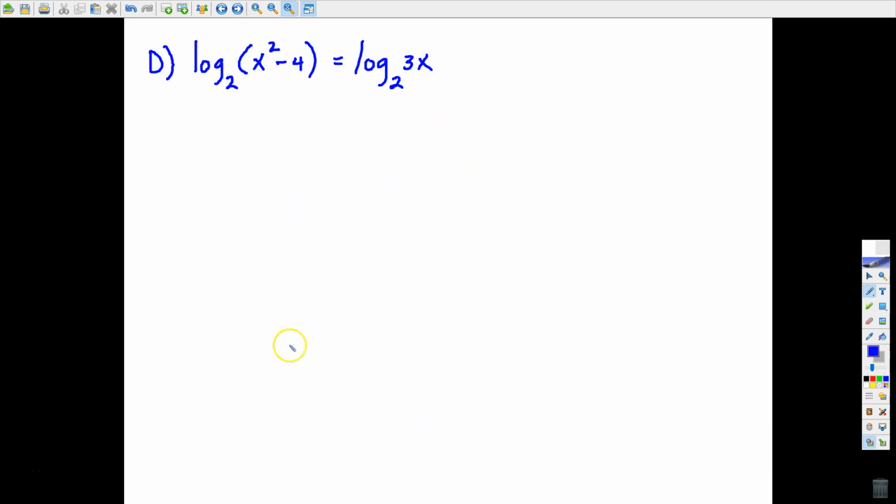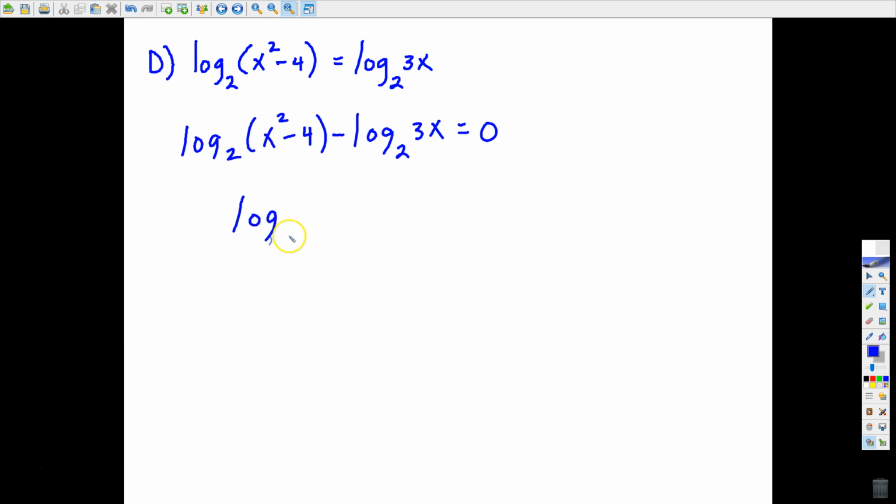All right, let's try this log equation. We had something like this on your test, so this might be a little bit of review for you. We still need to put the log expressions on the same side. So I'm going to subtract log base 2 of 3x from both sides to make it equal 0. Now I can put 2 logs together as 1 using the quotient property.